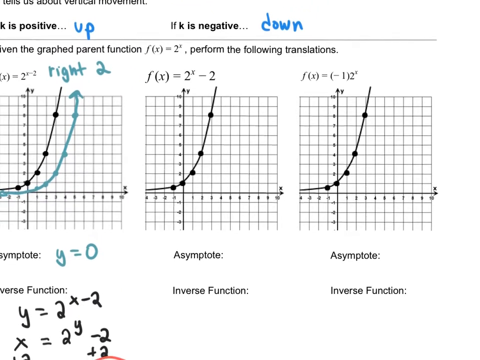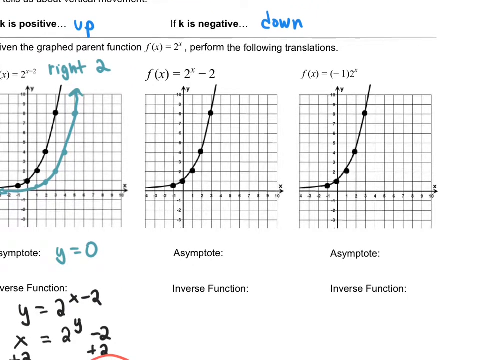Let's look at another example. Here we have 2 to the x, minus 2. But now you see the minus 2 is not in the exponent. It's outside the function. So this one is going to go down by 2, because the number on the outside is our k from above. So that's going to move it down 2. So if I move everything down 2, it's going to look something like this.